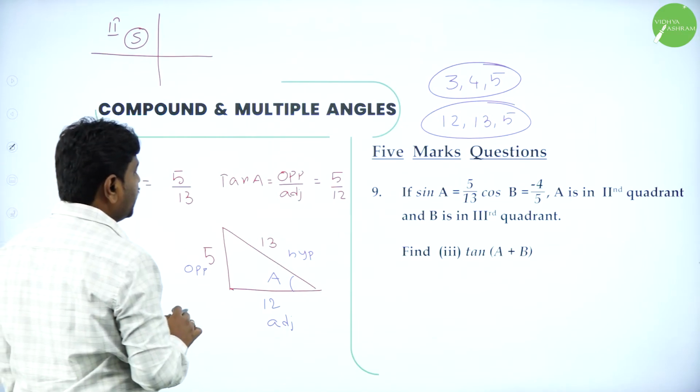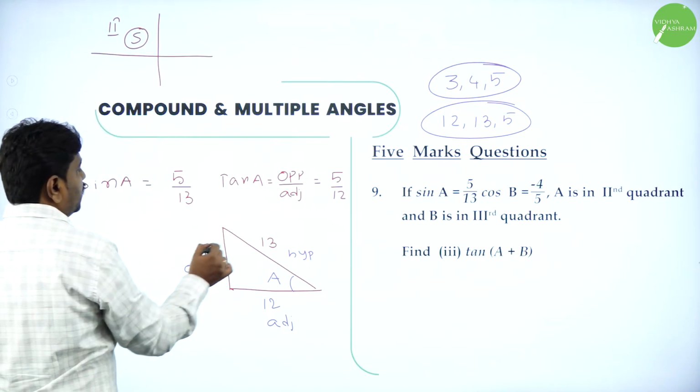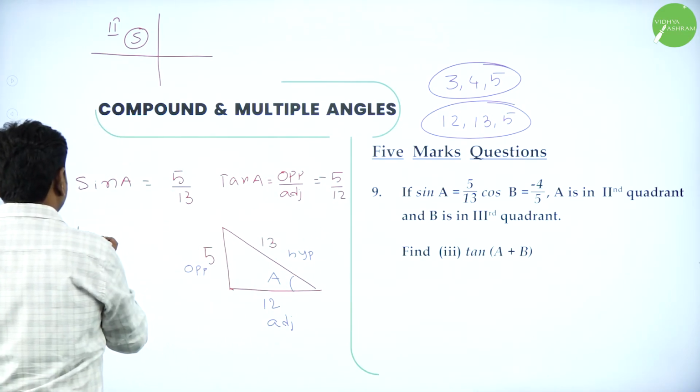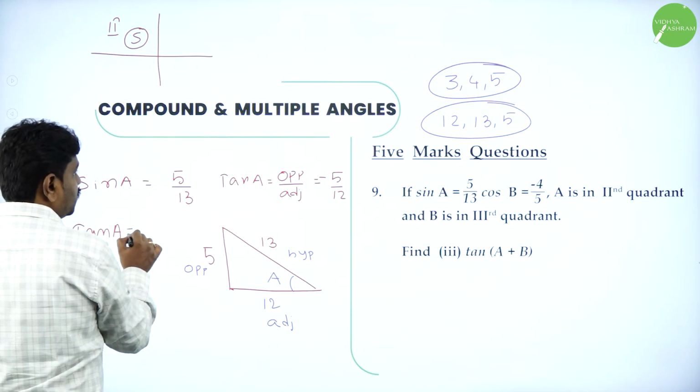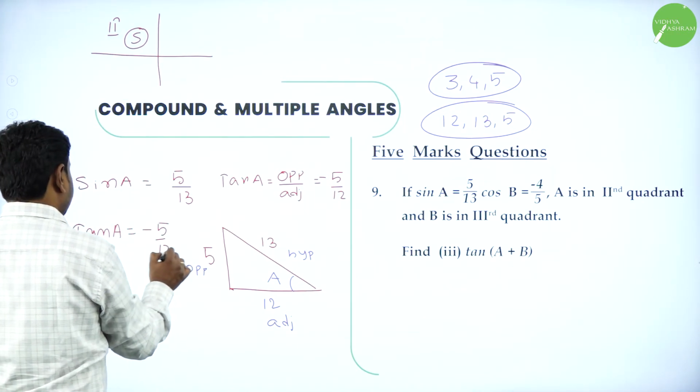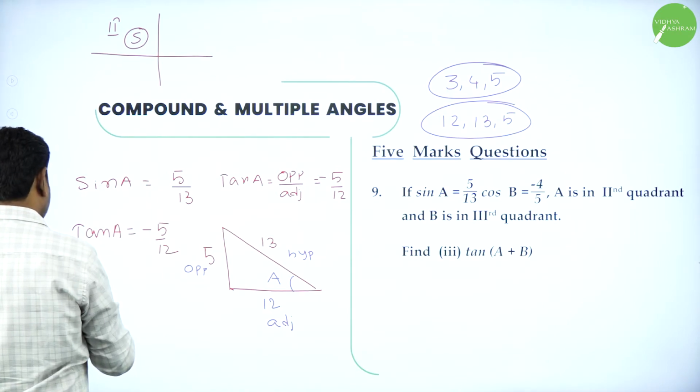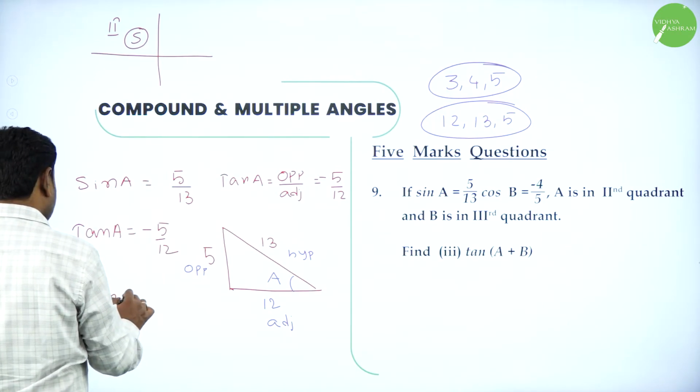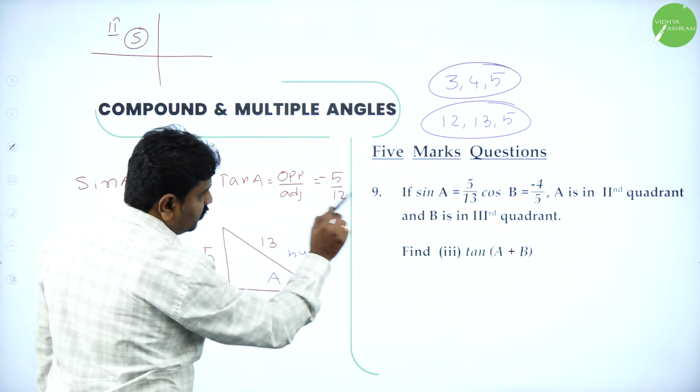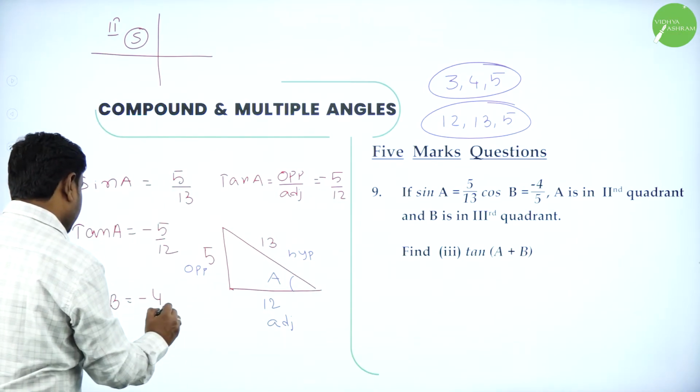And A is in the second quadrant. In the second quadrant tan is negative. So therefore tan A is negative 5 by 12. This is tan A. Then cos B they give. They say B lies in the third quadrant and cos B is minus 4 by 5.